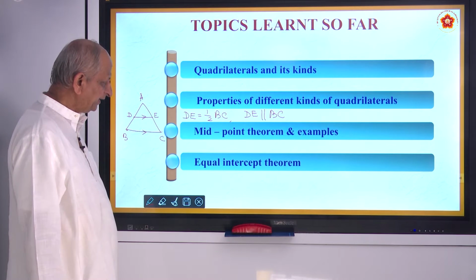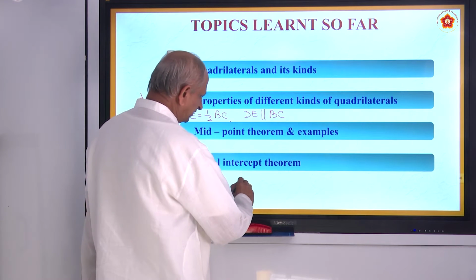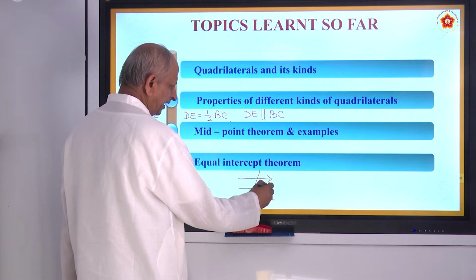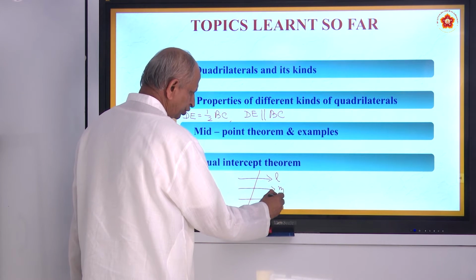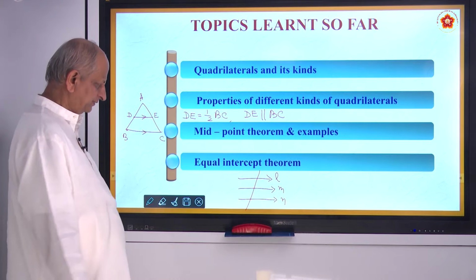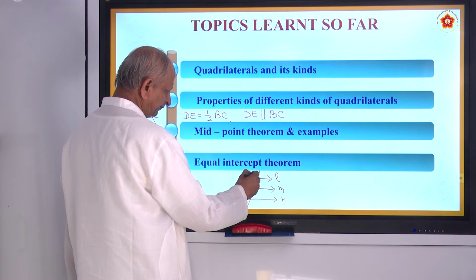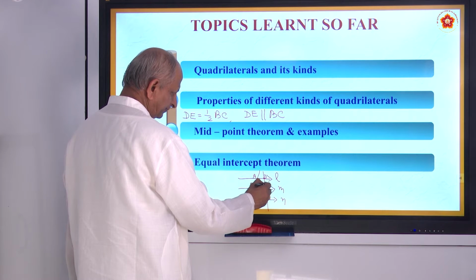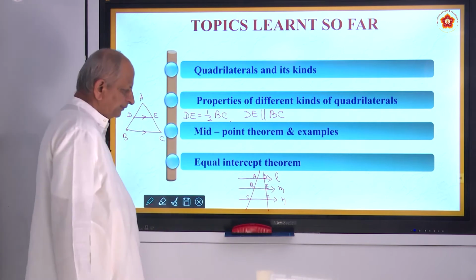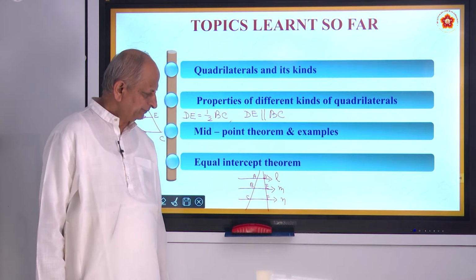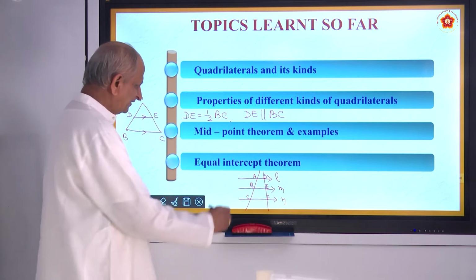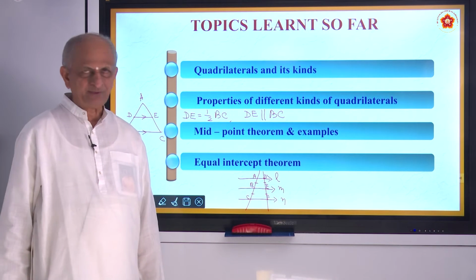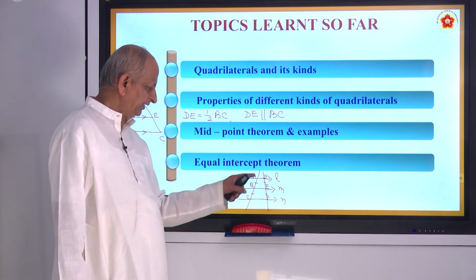And also we have seen the intercept theorem. When three or more parallel lines, say L, M, N (we usually represent lines by small letters), are cut by a transversal, suppose it cuts at A, B and C. Suppose you have one more transversal, we call it DEF. Then AB is equal to DE, BC is equal to EF. They are called intercepts. So these intercepts made by these will be equal. Okay, that is what is called the intercept theorem. If AB is equal to BC, then DE is equal to EF.